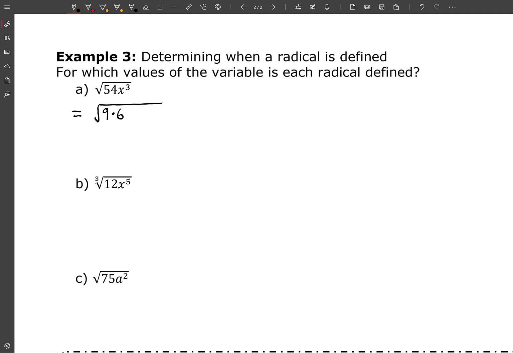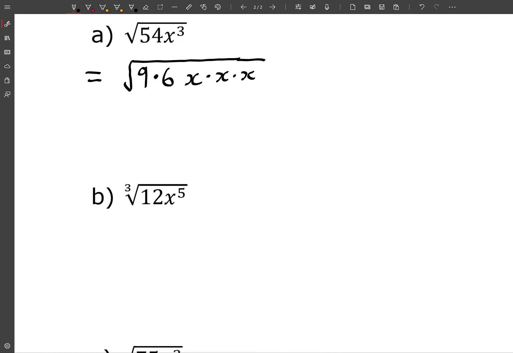And then I'm going to break down that x cubed as well. So I've got x times x times x. Now that I've got that, I know the square root of 9 is going to be 3. But I have to see how many pairs of x's I can pull out. And I can pull out exactly one pair of x's. So I've got an x out front here. And then what I'm left with under the radical is the 6 and the x. I wasn't able to pull those out.